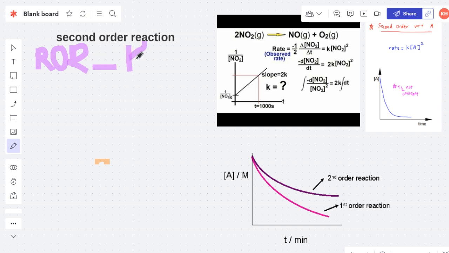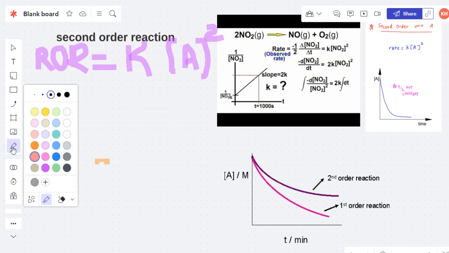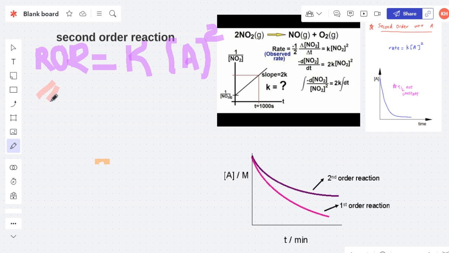Rate of reaction is equal to k times A raised to power 2. This is a second order reaction, right? And there is one more other way of writing this reaction as well that I have just discussed: ROR, the same, is equal to minus 1 divided by 1 d of the concentration of A divided by dt, right? So these are certainly two ways of writing the second order reaction.